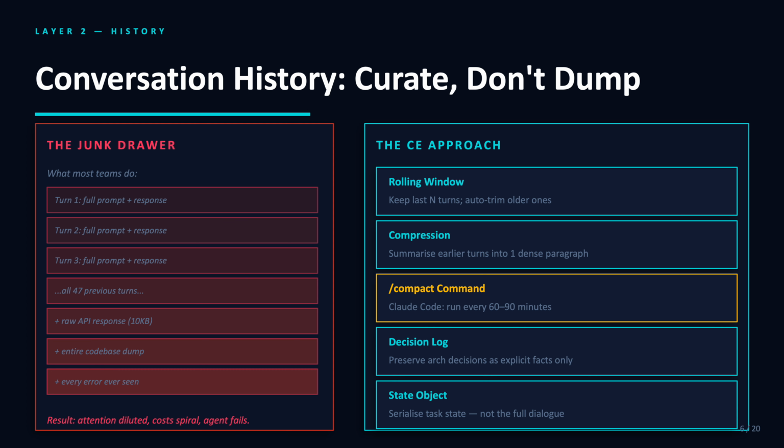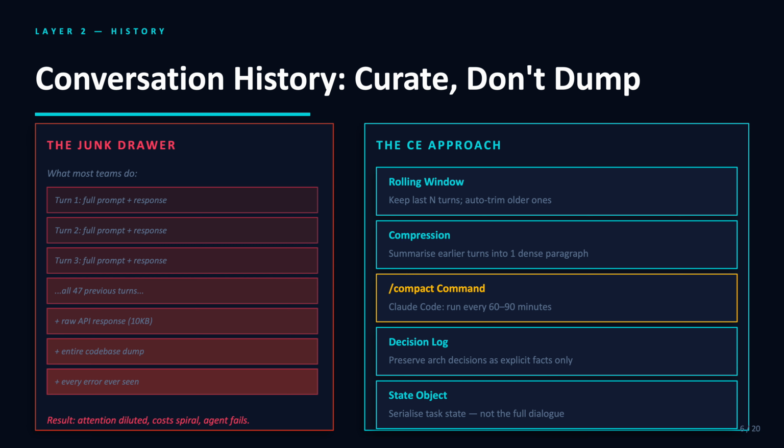The context engineering approach on the right is different across 5 specific patterns. Rolling window. Keep only the last n turns and auto-trim older ones. Simple, effective, immediate improvement. Compression. Summarize earlier turns into a single dense paragraph. The agent gets the key facts without the conversation archaeology.